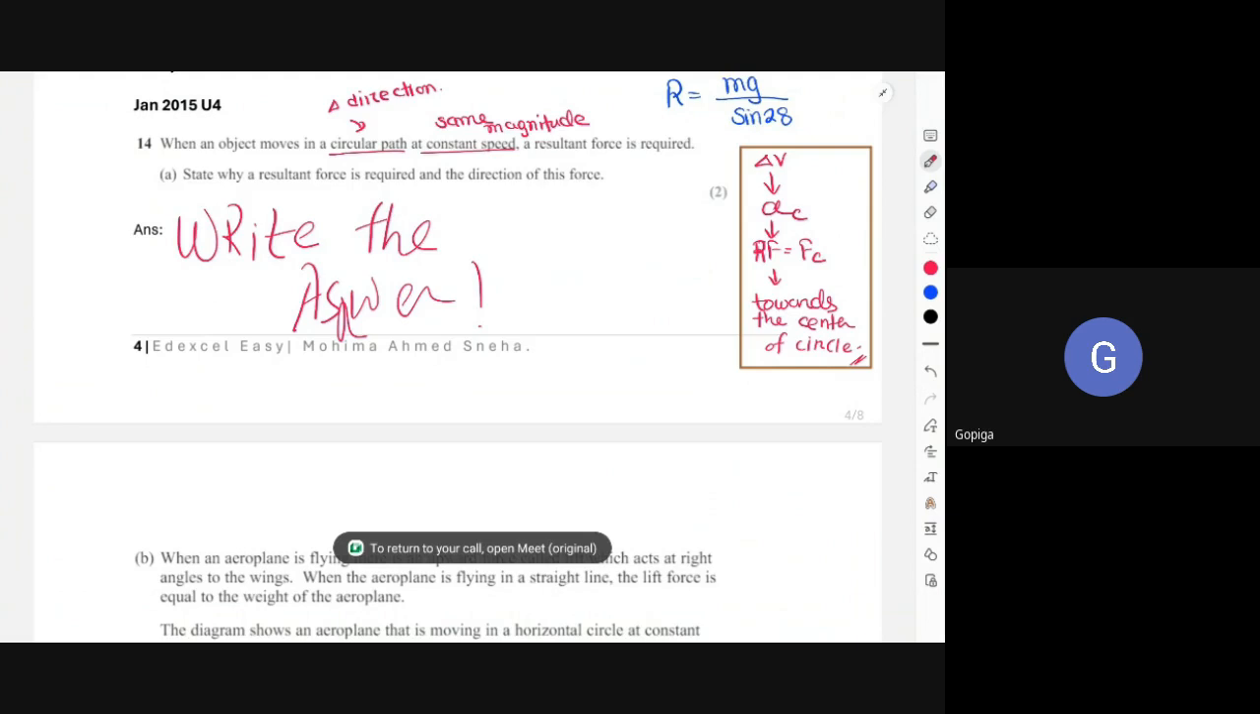Okay, I think some of you are already done writing the answer. As the object is constantly moving, it's changing its velocity, therefore it is accelerating, and to keep it in its circular orbit, the resultant force has to act towards the center. Why? That is a perfect answer.